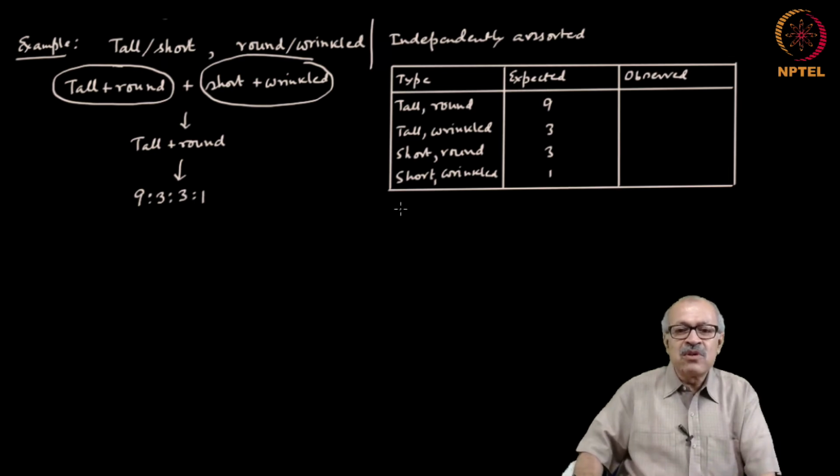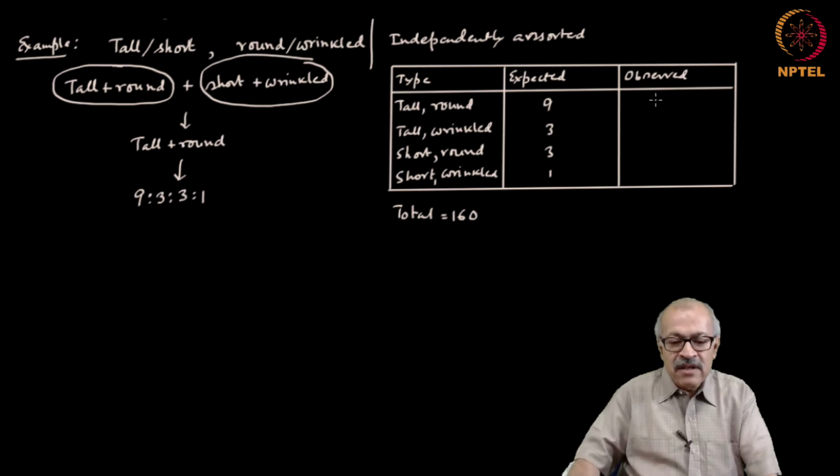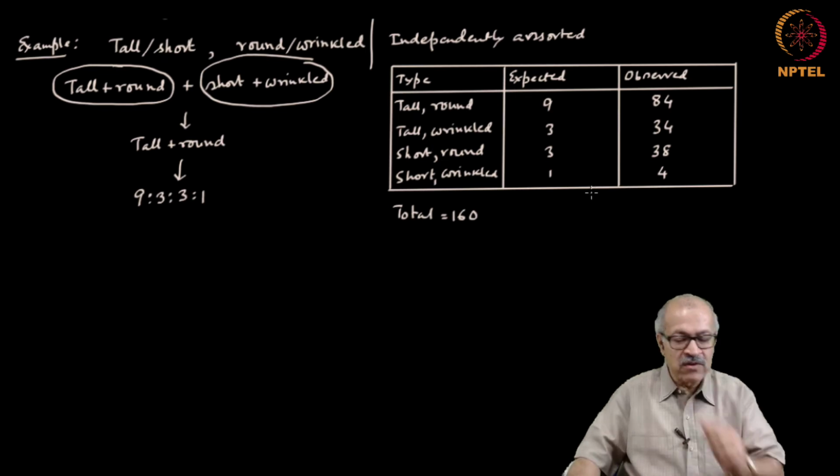So, suppose the total is 160 plants that she counted, and she observed 84 to be tall and round, 34 to be tall and wrinkled, 38 to be short and round, and only 4 to be short and wrinkled. That is what she found, and the summation is 160.